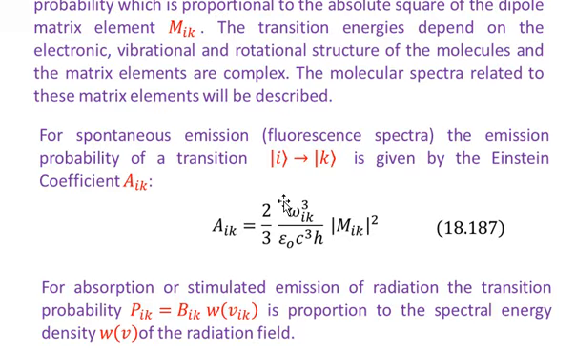Aik is equal to 2/3 multiplied by the cube of omega ik, divided by epsilon naught c cubed h, and then multiplied by the absolute square of Mik. So in the expression of Aik, you encounter the absolute square of Mik. If Mik is determined, then of course this coefficient, the Einstein coefficient for the emission probability of the transition from the ith state to the kth state, will be known.